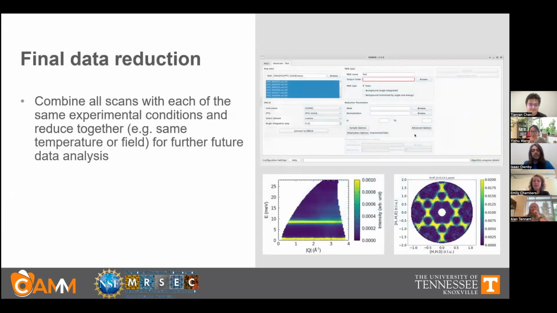And then, as mentioned previously, the final data reduction. This is where you would select all of your scans that you need to reduce into one main MDE, and you would want to combine all the scans that have the same experimental conditions. And my colleagues here will talk more about the final data reduction as well.